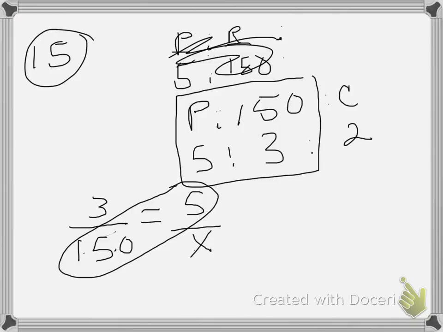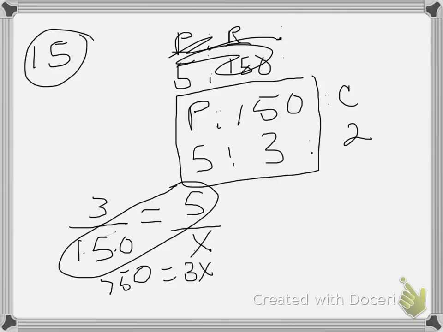5 times the 150. I multiplied it and I got 300. Is it 300? No, I didn't get 300. 5 times 150 is going to be 750. So if you go 5 times the 150, you're going to get 750. Okay, so I've got 750, put it right there, equals 3x.